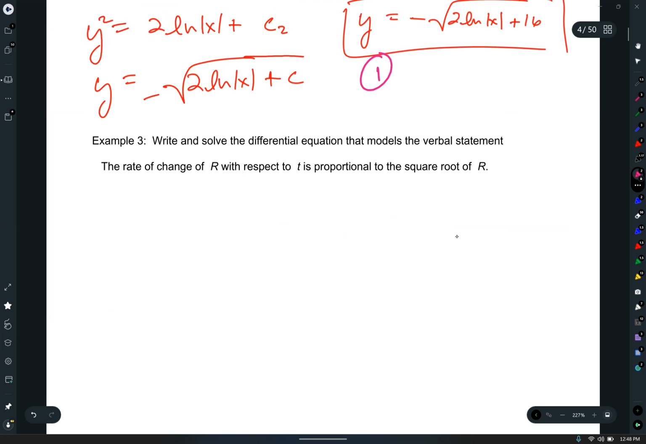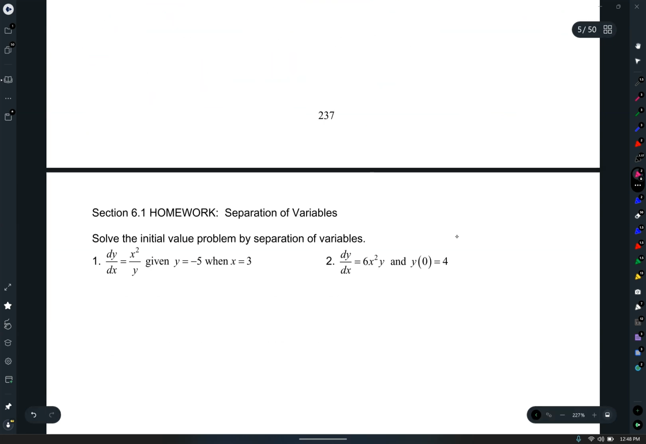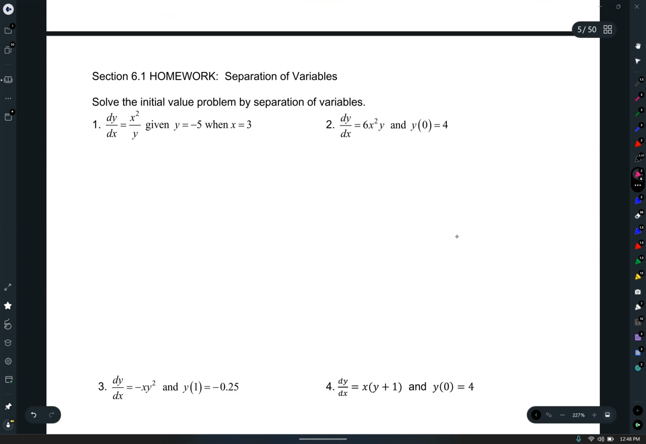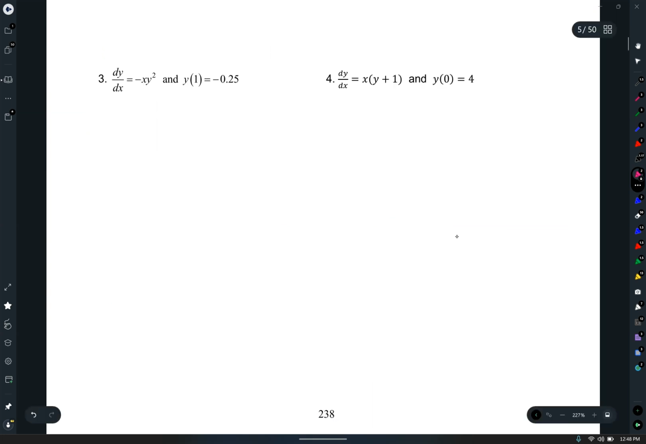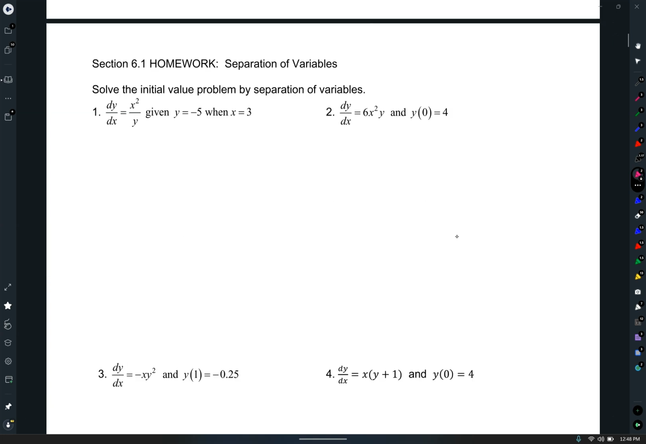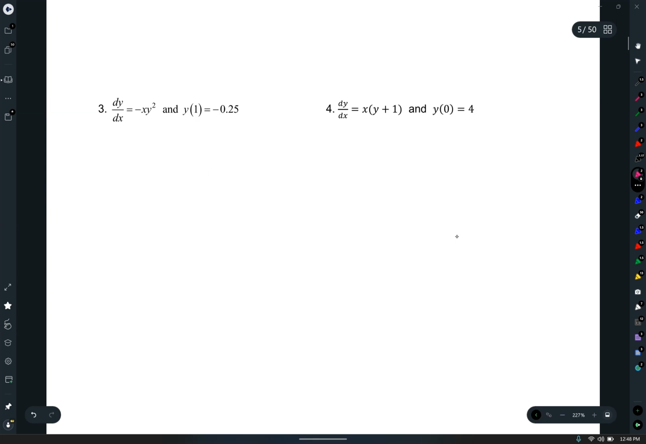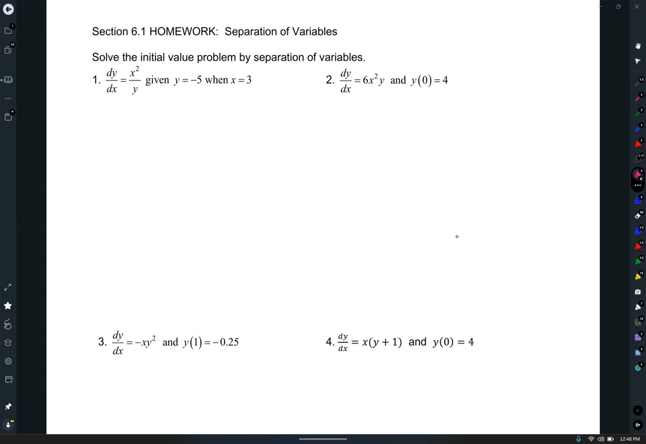We're going to come back and do this example 3 in a minute, but go to the homework page on 238 and look at number 4. Homework page, look at number 4. Everybody with me? Notice the directions say solve the initial value problem by separation of variables. So they're telling you, hey, do separation of variables.